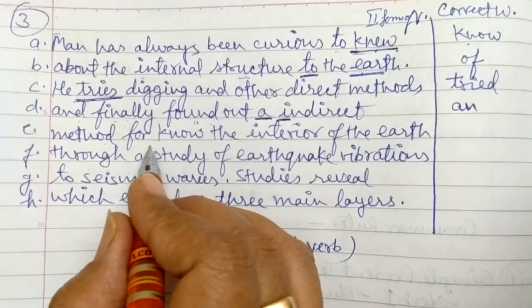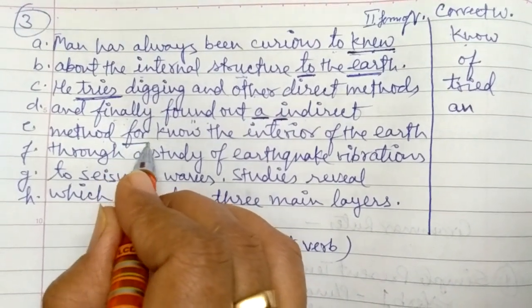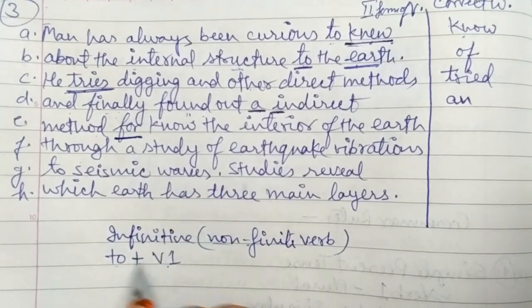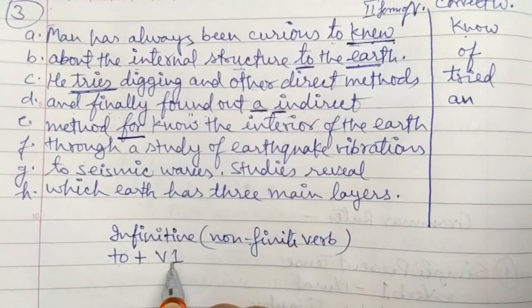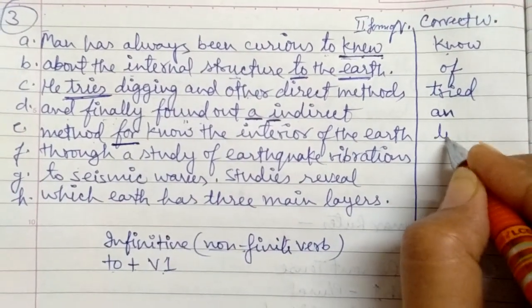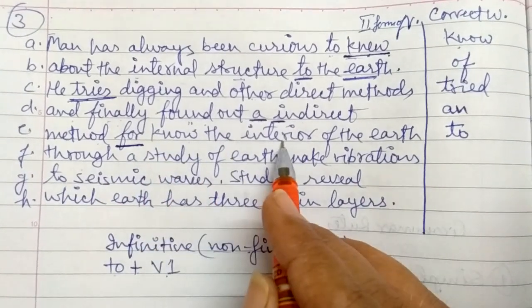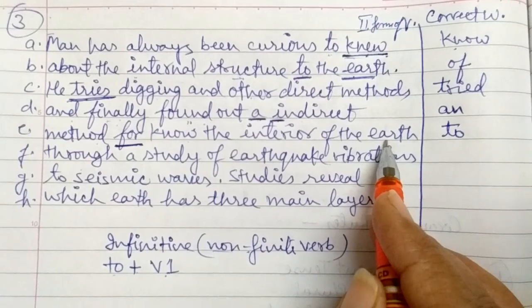Again, the usage of non-finite verb, infinitive. So, let me remind you, "to" plus first form of verb should be used. So, in place of "for", we should use the preposition "to". Method to know the interior of the earth.